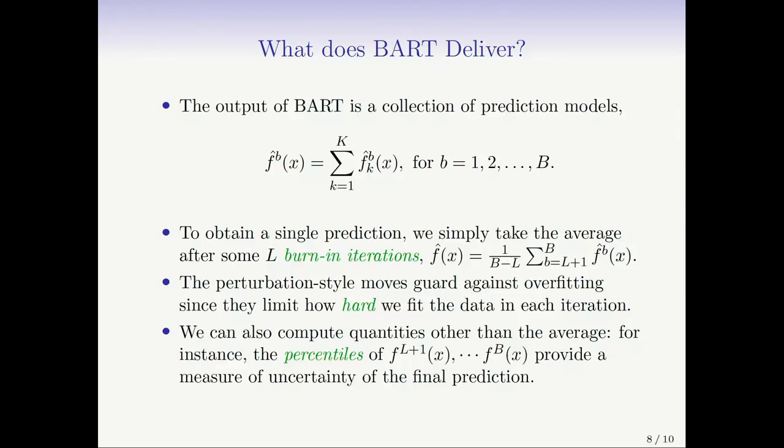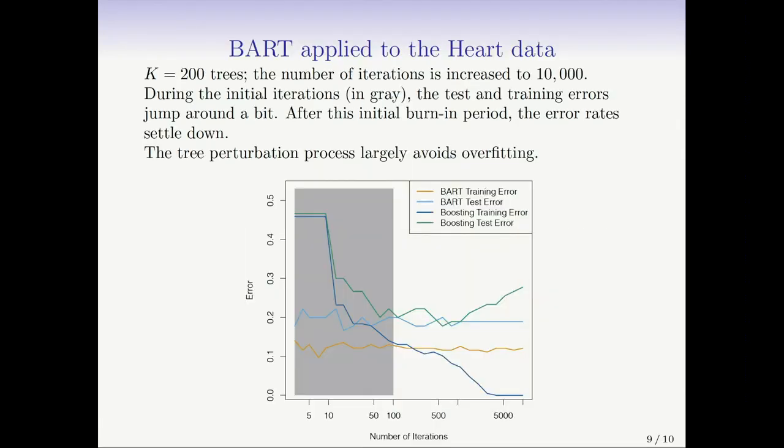And I think we'll see in the example of this section that overfitting is reduced by this kind of slower learning. Another nice thing about BART is not only do you get, as we'll see, quite good predictions, you get other quantities like quantiles, right? So for example, you can take the percentiles of the post-burn-in predictions as a measure of uncertainty of the final prediction, right? You get not just one number, but a collection of predictions. So if you want, say, the 95th percentile of the prediction, you can use the 95th percentile of the predictions after burn-in.